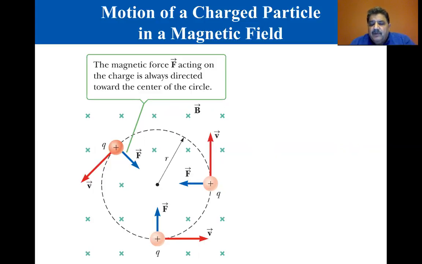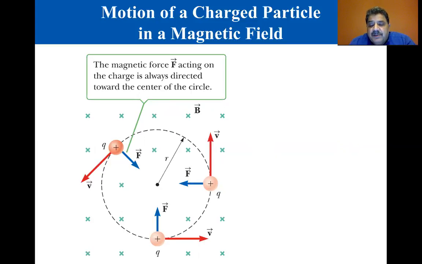If you apply the right-hand rule to the particle at other points in the circle, you can see that the magnetic force is always directed toward the center of the circular path. So the magnetic force causes a centripetal acceleration which changes only the direction of v and not its magnitude.